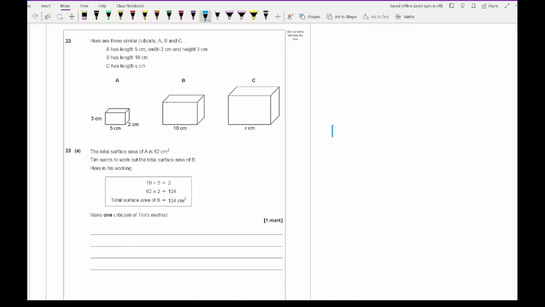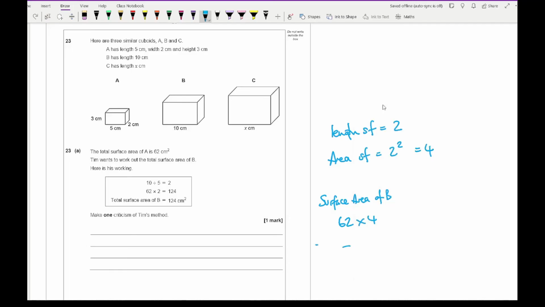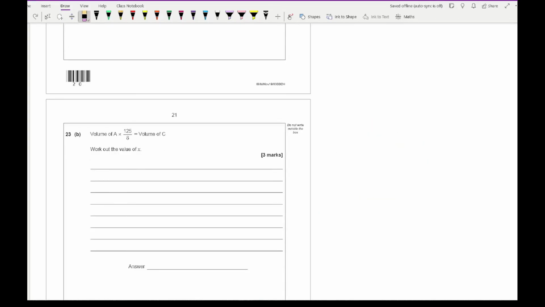So first things first, we know that the length scale factor is going to be 2. So then the area scale factor is going to be 2 squared, which is equal to 4. Let's just double check to make sure he's correct. So the surface area of B is going to be 62 times 4, which, if I get the calculator out, gives me an answer of 248. So we know that he is wrong, and the reason for that is that the area scale factor equals 4, not 2.